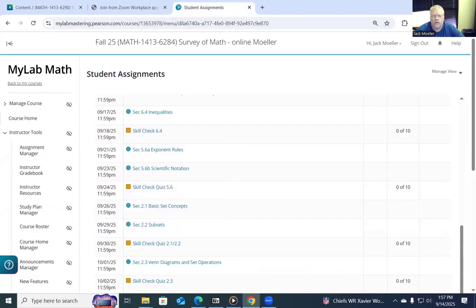I think the name's a little bit better there. All right, so what are we doing in Unit 2? Well, to start off, we're going to finish Chapter 5 and Chapter 6. So there's a couple of sections. We're going to do 6.4, which is inequalities, and then 5.6, which is exponent rules and scientific notation.